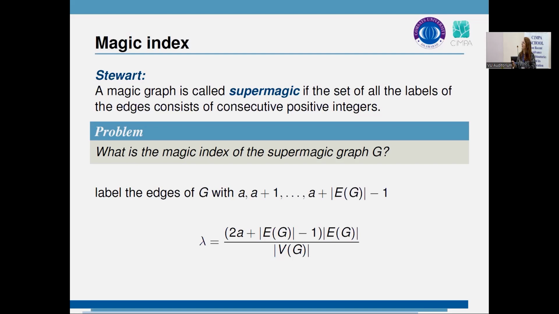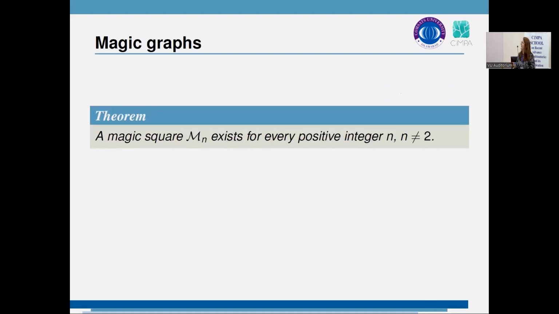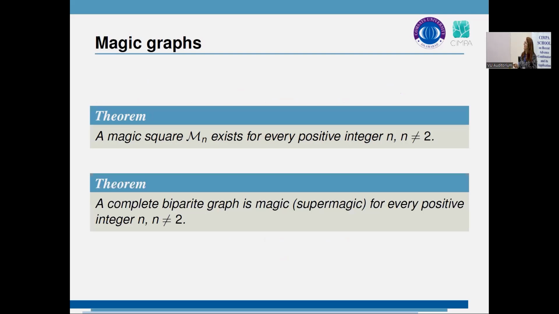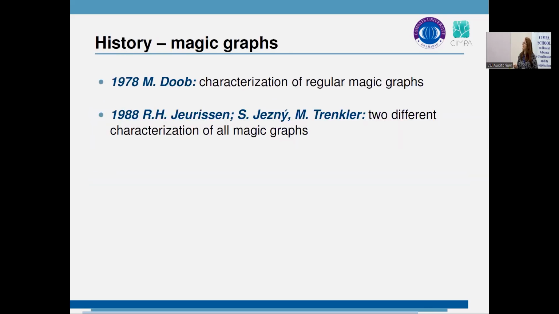Okay. And now, we know that a magic square exists for every integer n different from 2. So immediately from this result, we have that the complete bipartite graph K_{n,n} is magic, or we can say supermagic, for every positive integer except 2. And the question is, what about the other graphs?